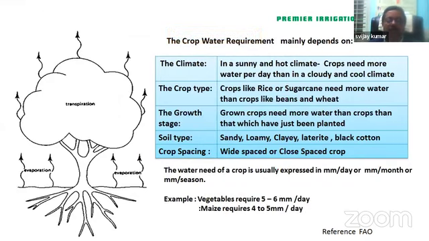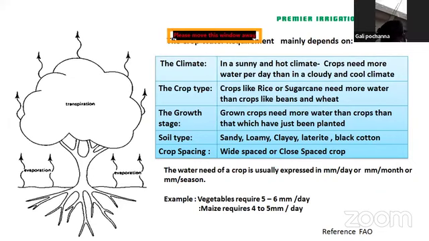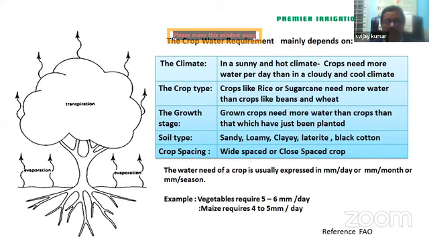So now let us look at the factors, particularly the climatic factors, and what are the other factors which are responsible and how we will have to calculate the water requirement. The first factor will be the climate. In a hot and sunny climate, the crops will definitely require more water than when the climate is cloudy and cool. And a crop like rice or sugarcane, which is a water guzzling crop, will definitely require more water than a crop like beans or wheat, which don't require that much water. And the growth stage will play a very important role. The crops which are already grown will require more water than the crops that have just been planted.